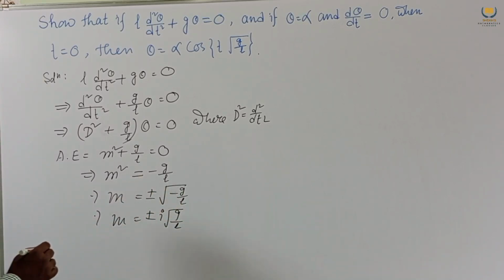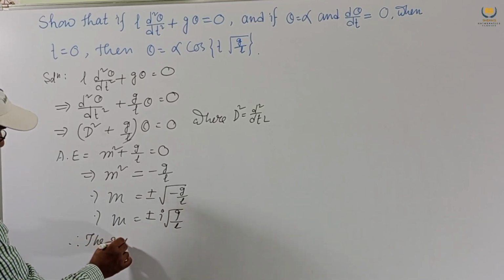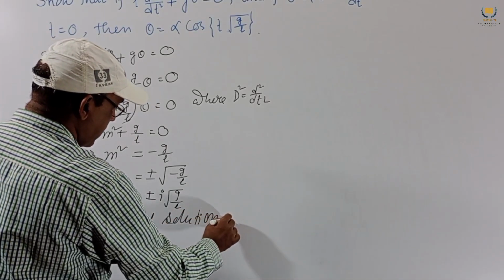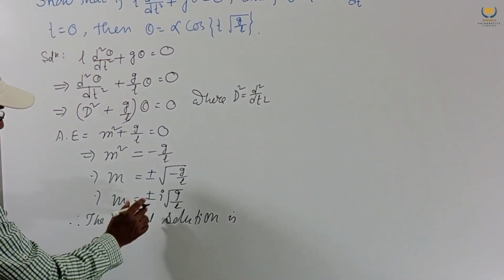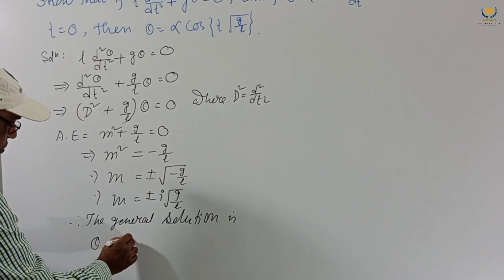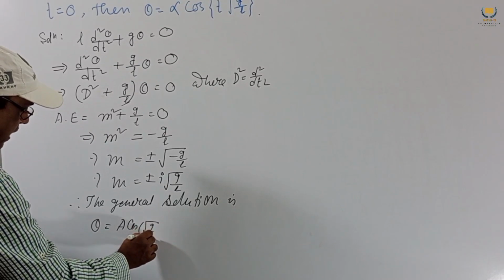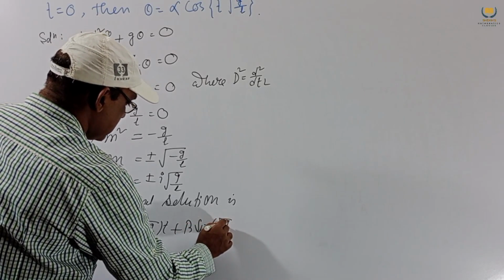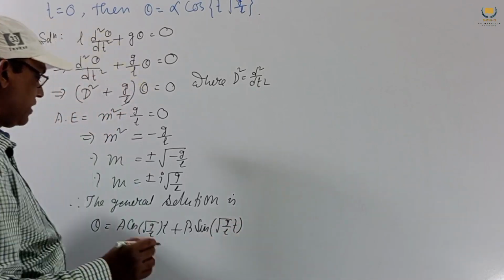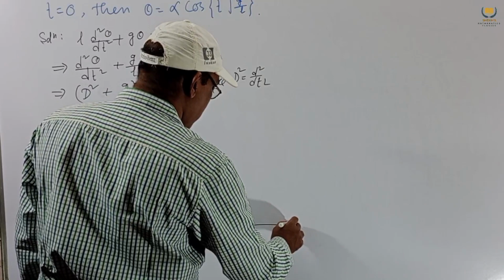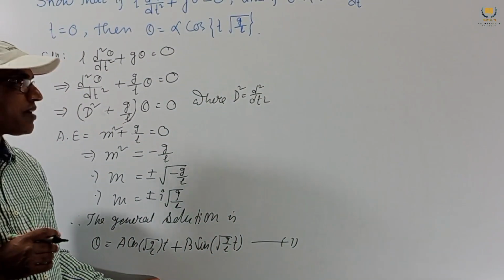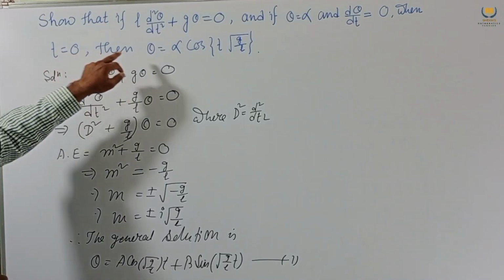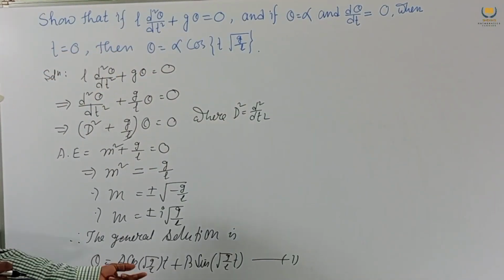We get this. Therefore the general solution is theta equal to, since the roots are imaginary, a cos root over g by L t plus b sin root over g by L into t. This is the general solution. We consider this as number 1. So actually this is our answer, but some particular conditions are given here: theta equal to alpha, d theta dt equal to 0 when t equal to 0. So we first differentiate this one with respect to t.